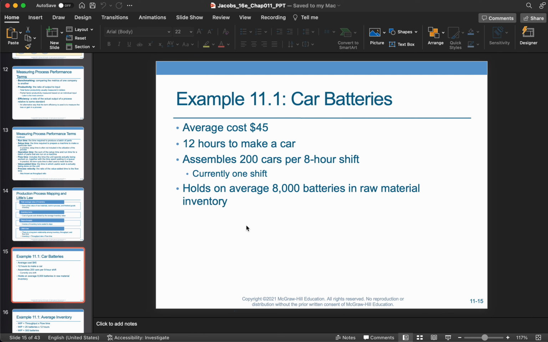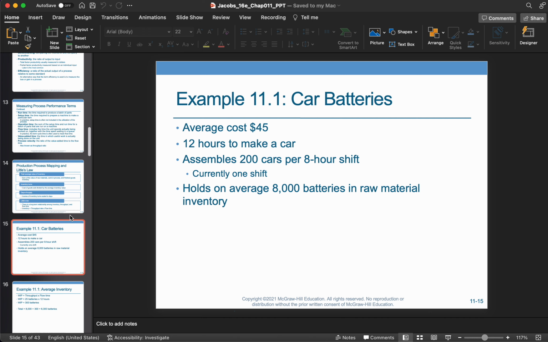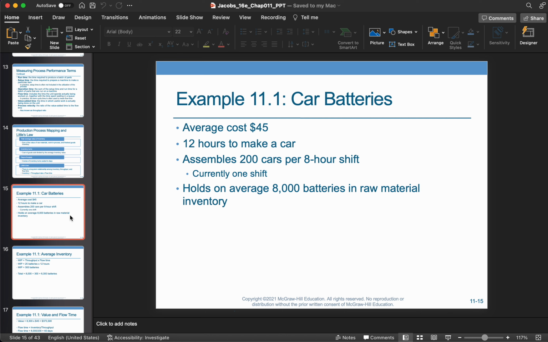Let's say that we look at car batteries. The average cost of a car battery is $45, and it takes 12 hours to make a car. Now, let's say that there is an assembly line that can assemble 200 cars per 8-hour shift, and we currently only have one shift. And this particular factory holds an average of 8,000 batteries in raw material inventory, right? So, how much total inventory does it hold? What is the value of the inventory? Those are the things that we want to calculate.